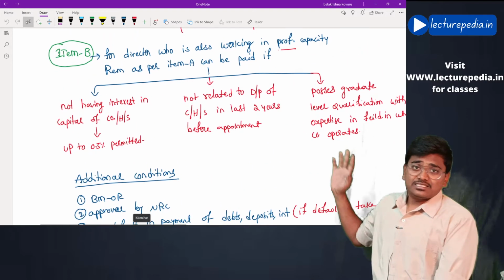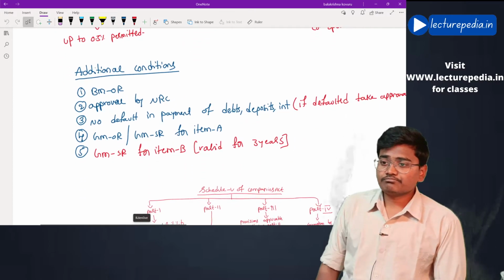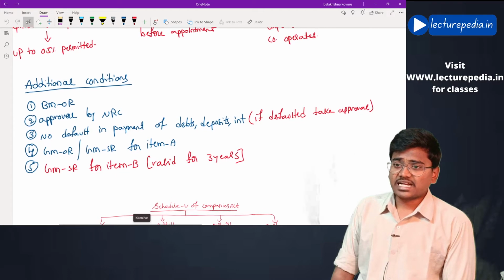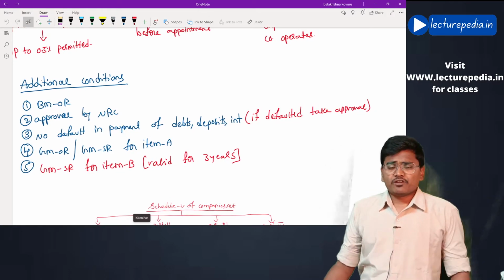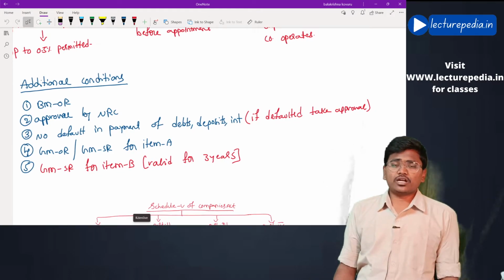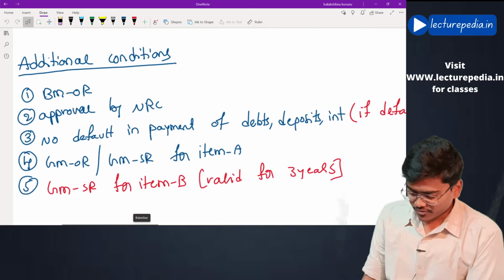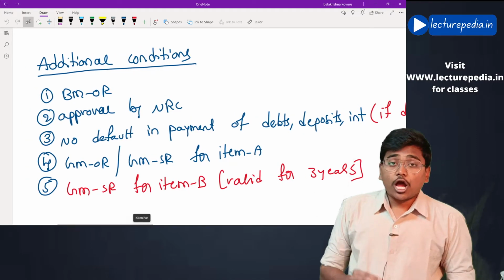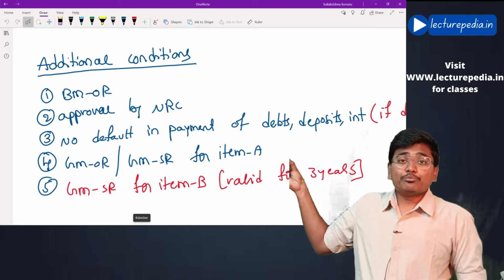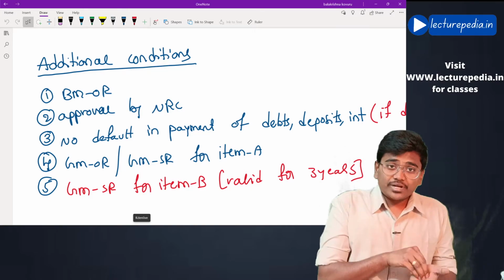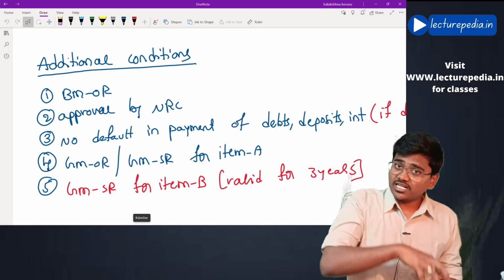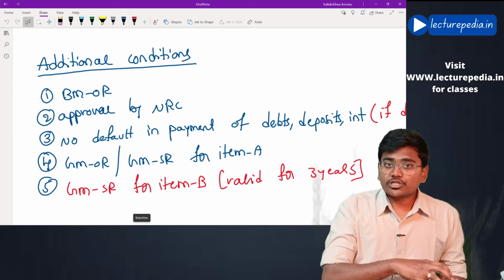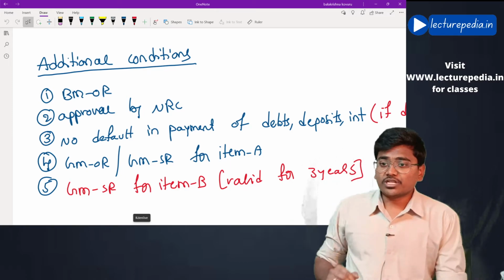Now, apart from these conditions, there are some additional conditions that have to be satisfied. What are they? First of all, for paying the remuneration, board meeting ordinary resolution is required. Therefore, board meeting ordinary resolution must be passed, and approval of nomination and remuneration committee. See, if the company is required to appoint a nomination and remuneration committee, in such case, even the approval of nomination and remuneration committee is also required for paying the remuneration. That is the second condition.